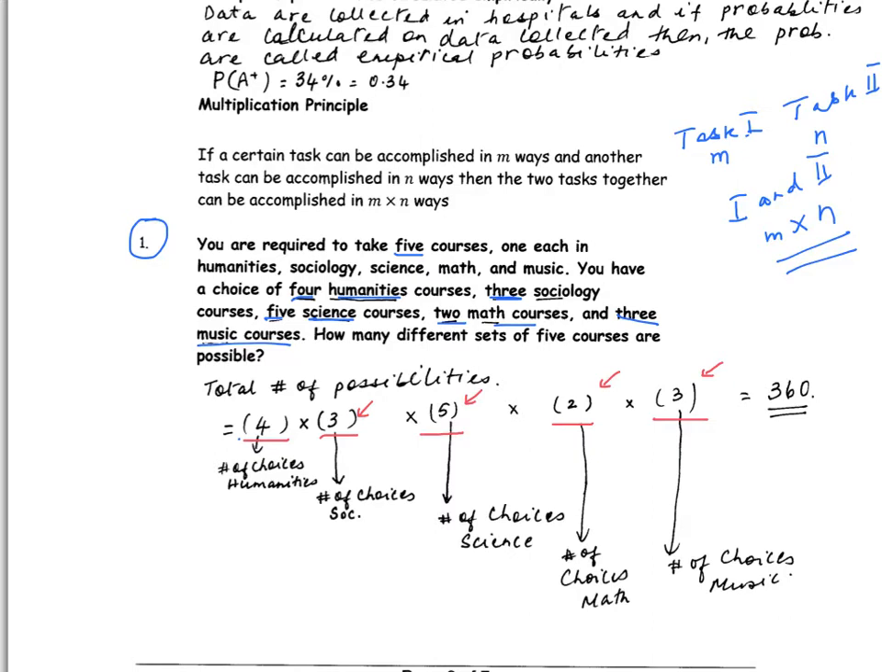So every blank has to be filled. So that way we have taken 5 different classes, one in each type. So this is basically an extension of the multiplication principle. If the first task can be completed in 4 ways, if the second task can be completed in 3 ways, and if the third task can be completed in 5 ways, if the fourth task can be completed in 2 ways, and the fifth task can be completed in 3 ways, all tasks have to be completed. So therefore, the number of ways in which we complete all the tasks is, by using the multiplication principle, we multiply all the numbers to get 360. So there are 360 different sets of 5 courses that are possible.